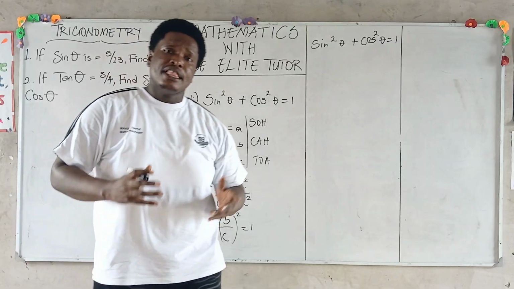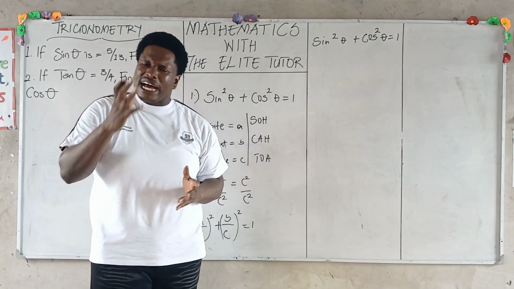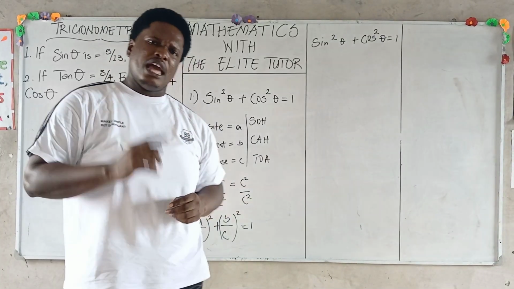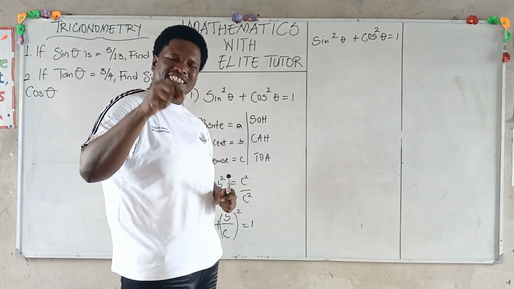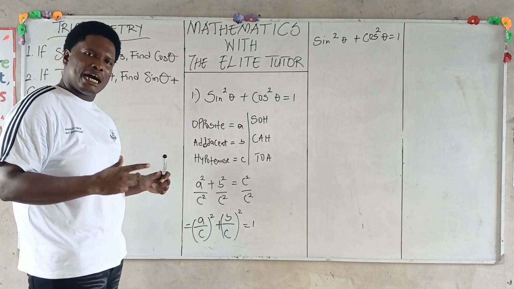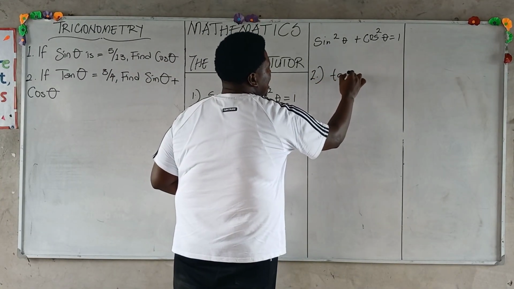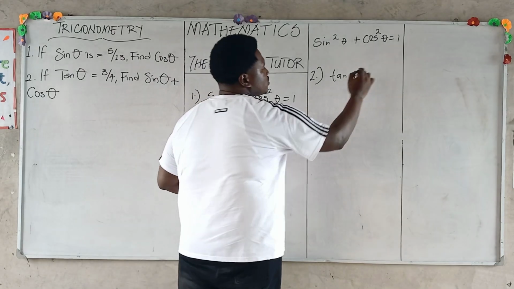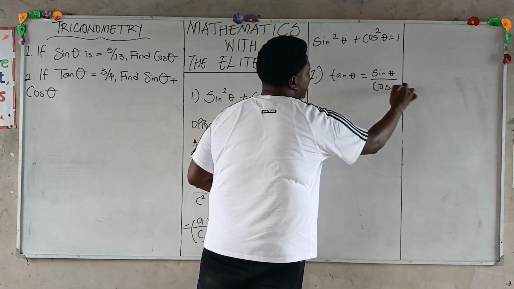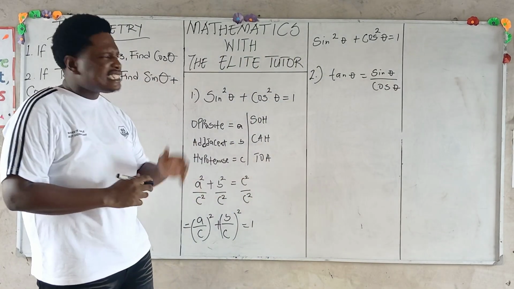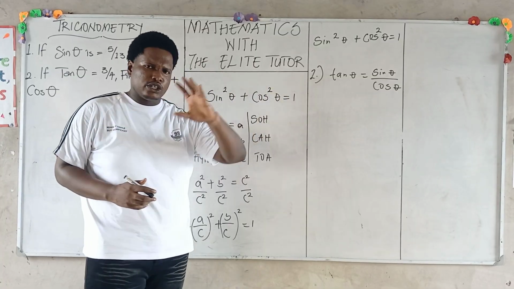And like I said earlier, why is this important? It's important because it helps us to ascertain our trig value. And also the next trick or shortcut I'm going to be showing you, which will also help and save you when you're writing external exams like JAMB Maths, is the second one: tan theta is equal to sine theta divided by cos theta. So it's possible to ascertain tan theta as a result of sine theta divided by cos theta.